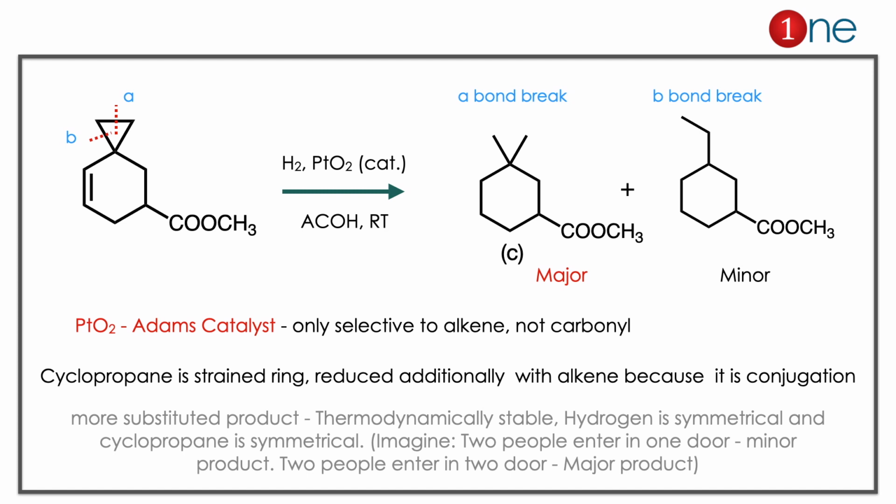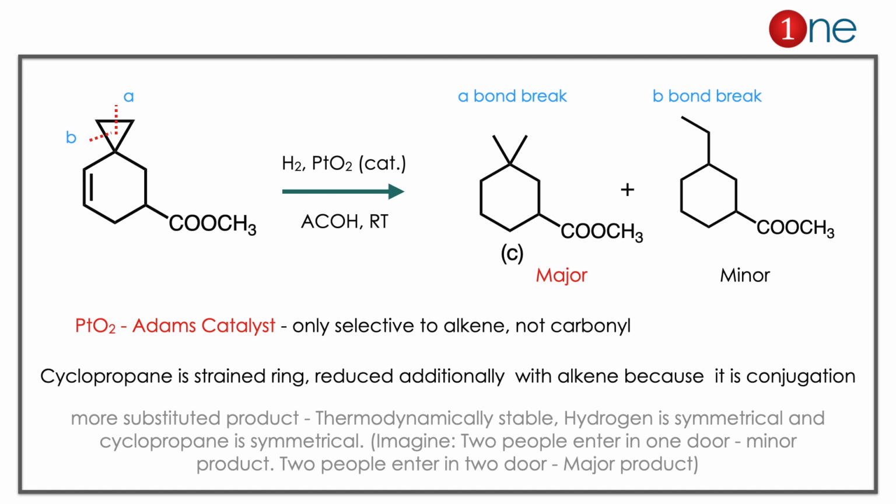But in conjugation you have the cyclopropane. Cyclopropane is a strained ring system which is in conjugation. So it is reduced along with the cycloalkene. So the alkene is reduced along with the cyclopropane. But here is the catch: how will the cyclopropane ring open? Whether A break or B break.